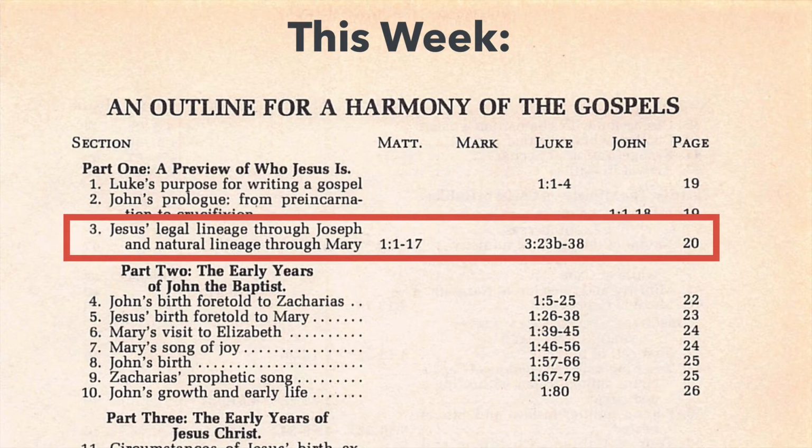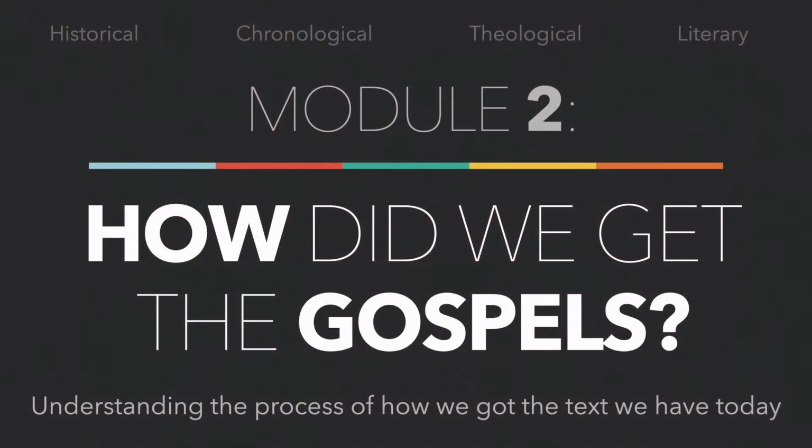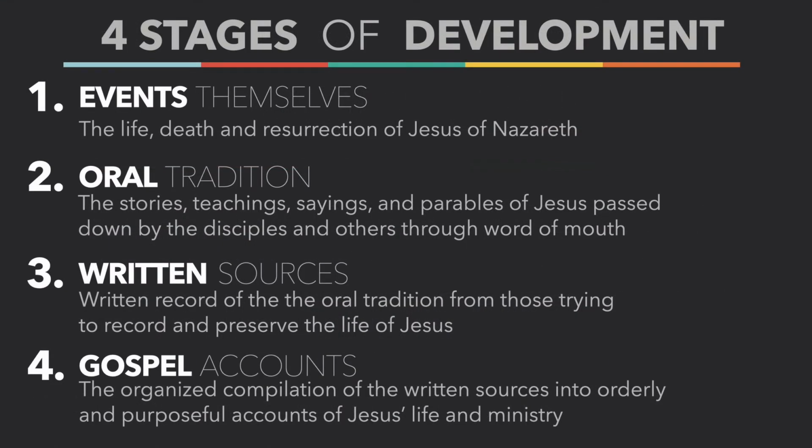Matthew 1 through 17 and Luke 3:23b through verse 38. But before we do that, let's do a quick review of some of the key points we covered in our previous module 2, on how we get the gospel. We talked about how there are four stages of development that the gospels went through. First, there were the events themselves, followed by the oral tradition, followed by the written sources, and then finally the gospel accounts. The events themselves led to the oral tradition, what was said and passed around through word of mouth. That eventually got written down and recorded, and the gospel is the organization of those written sources.